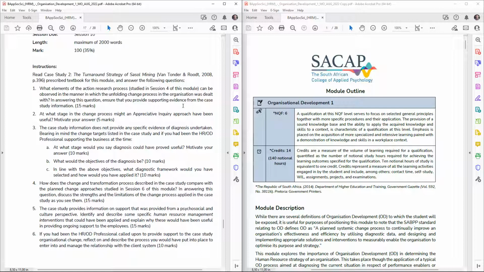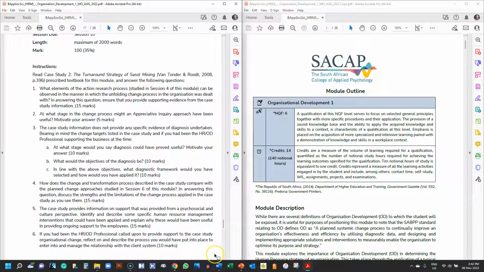But I also would take it for granted that you would have read around that with all the prescribed reading and that you've made that your own. So you need to be very familiar with the process. Okay, so the action research process. Let me just briefly show you the.